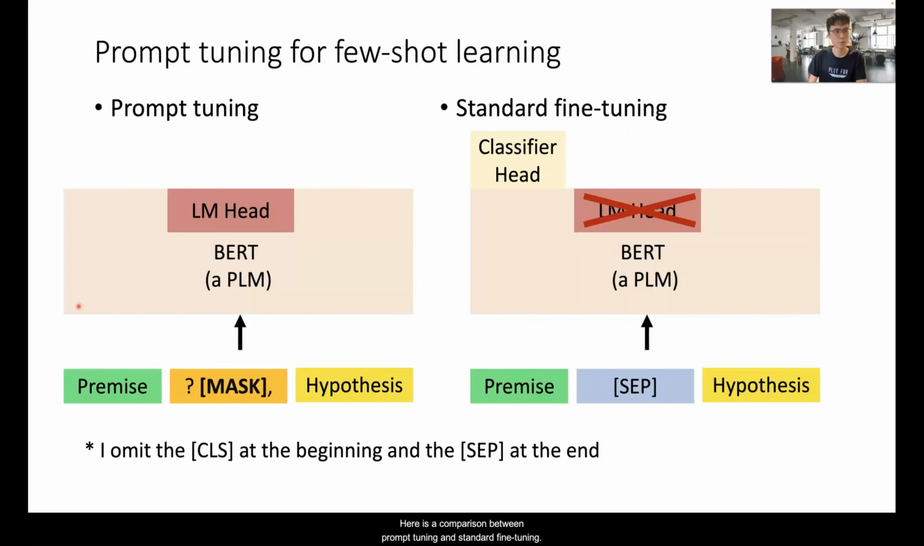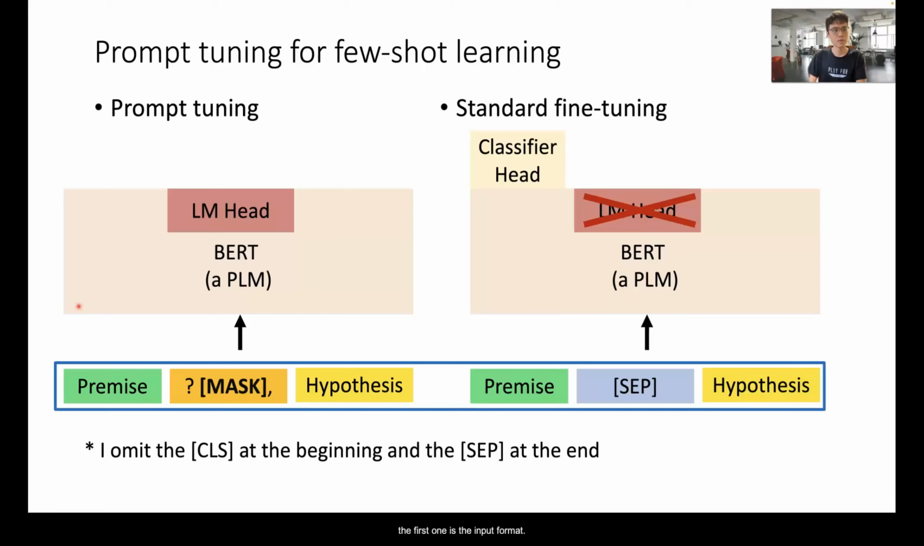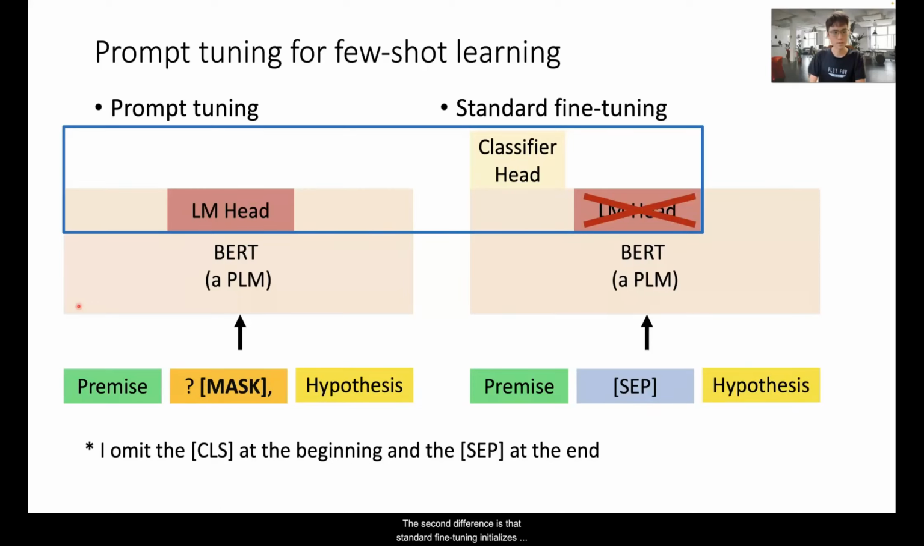Here is a comparison between prompt tuning and standard fine-tuning. There are mainly two differences. The first one is the input format. The input for prompt tuning is a natural language prompt with a mask token to fill in. The input format for standard fine-tuning is simply combining sentences with a separator token. The second difference is that standard fine-tuning utilizes a newly initialized classifier head, while prompt tuning simply uses the language model head and the verbalizer to predict the class of the downstream task.